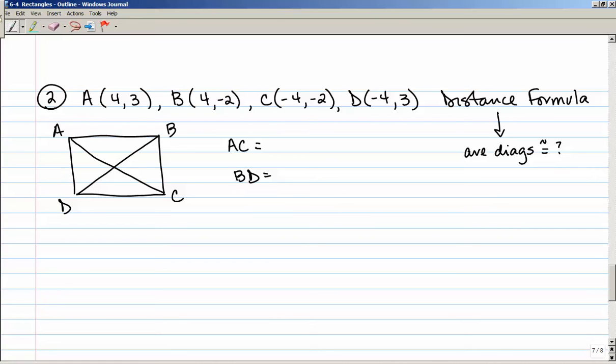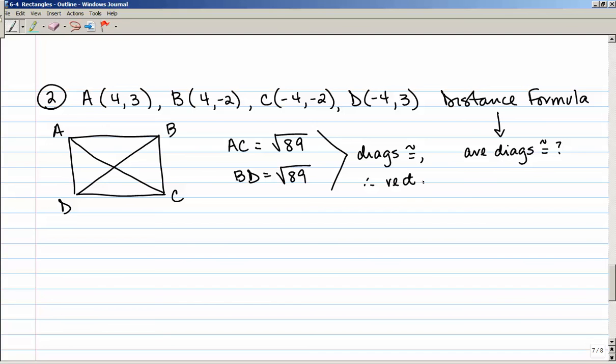So again, using the distance formula, hopefully you have that program in your calculator and you can just punch in the numbers. I find that the length of AC is the square root of 89 units, as is the length of BD, the square root of 89 units. So the diagonals are congruent. Therefore, this is a rectangle.